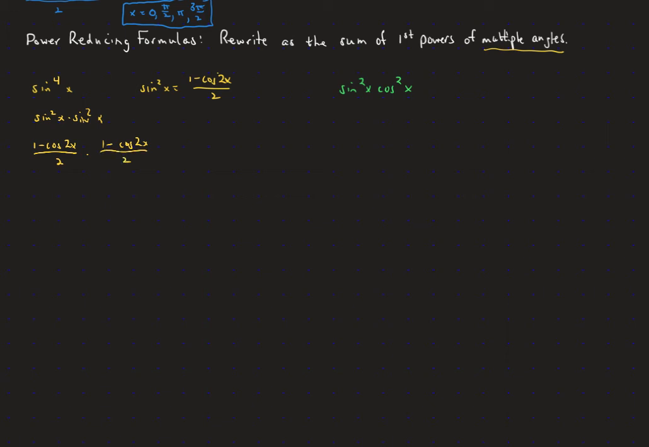We're going to multiply those denominators, and I'm just going to call those 1/4 rather than leaving them as a big fraction. In the numerator, we're going to have to square that out. So when we multiply that, we get the first one squared, twice the product, which is going to be a negative 2 cosine of 2x, plus the second one squared, which is going to be cosine squared 2x. Now we still have something that's not a first power.